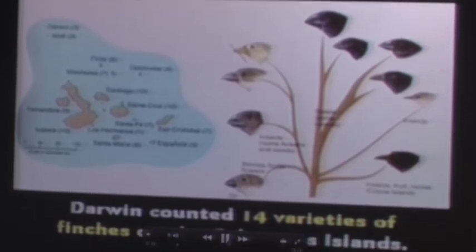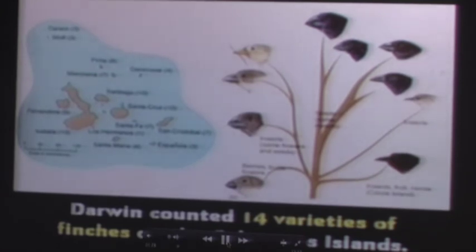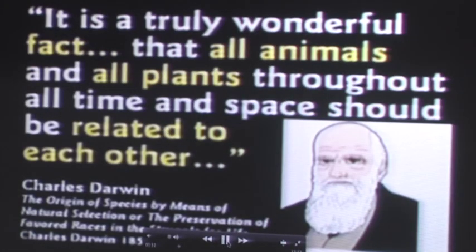Charlie studied the birds very carefully and said, you know what, I think all these birds had a common ancestor. I bet you're right, Charlie. It was a bird. And then Charlie said in his book on page 170, "It is a truly wonderful fact that all animals and all plants throughout all time and space should be related to each other." Now hold on a minute. You see 14 kinds of birds and you conclude that birds and bananas are related. That's stupid. You should conclude that those 14 kinds of birds had a common ancestor, but that's as far as it ever goes, folks, okay?